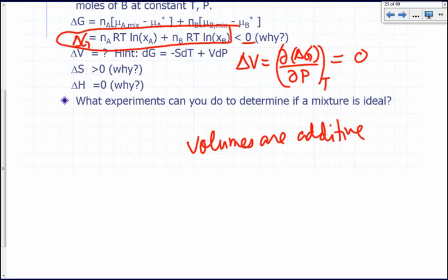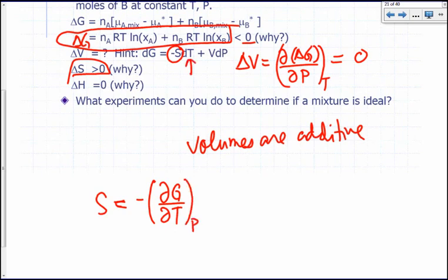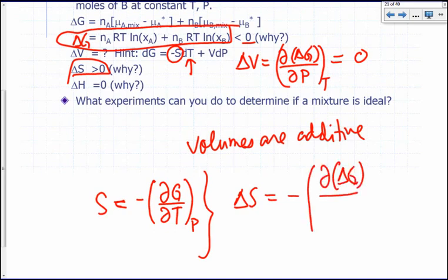Okay. What about delta S? Okay, so delta S is going to be a positive number. And why would that be? Well, here's S right here. So S is the negative of the partial derivative of G with respect to T, holding pressure constant. So delta S would be the negative of the partial derivative of delta G with respect to temperature at constant pressure.